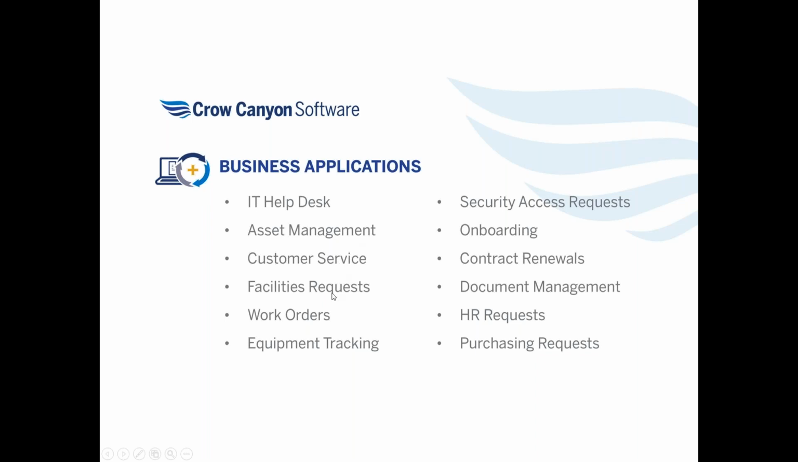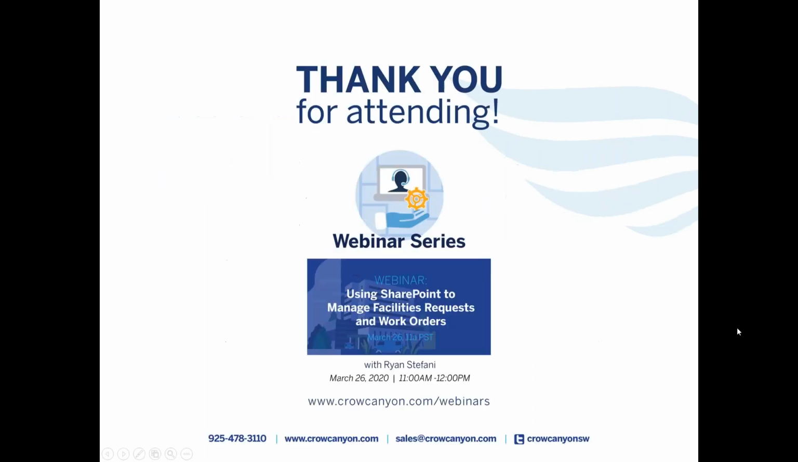Help desk, asset management, customer service, facilities and work orders, equipment tracking, access requests, onboarding, contract renewal management, document management, HR requests, purchasing requests. And we're also doing a lot in the government space because we're a certified small business working with the state of California and also cities and counties within California, as well as federal government and other states and counties throughout the whole country, as well as the whole world. So, very much involved. And that's the 5-minute pitch for Crow Canyon and our NITRO Studio.